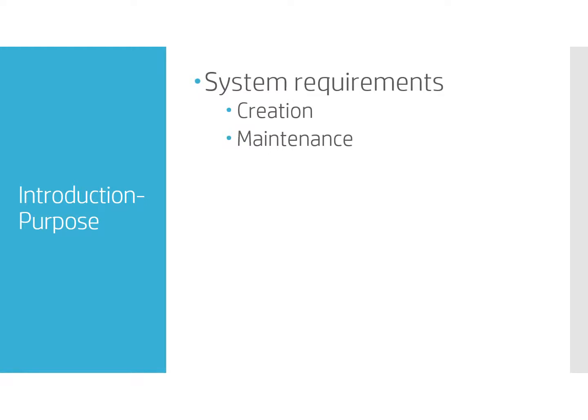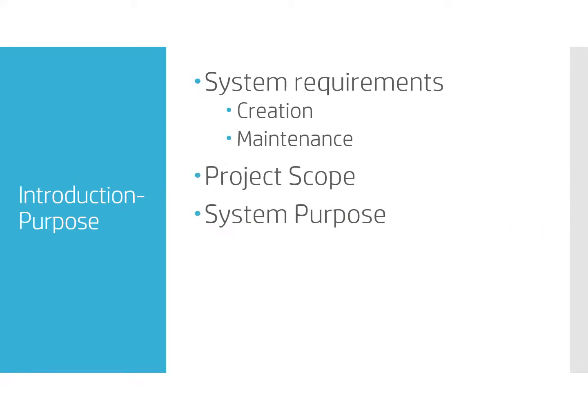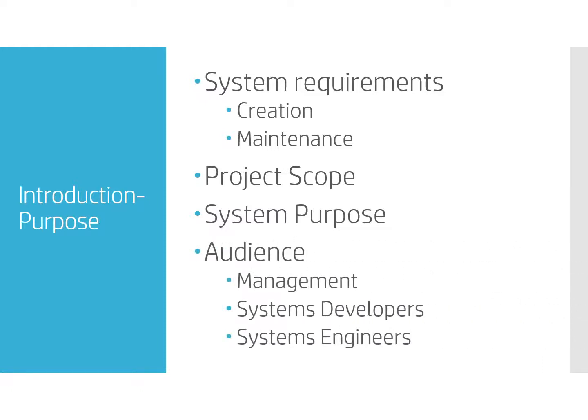The Shipping Systems Project Specification document serves several purposes. It will detail the system requirements both for creation and maintenance of the system. It will explain the scope of the project and also the purpose of the system and the functions that will fulfill that purpose. And the document is intended for a specific audience, namely management, systems developers, and systems engineers.